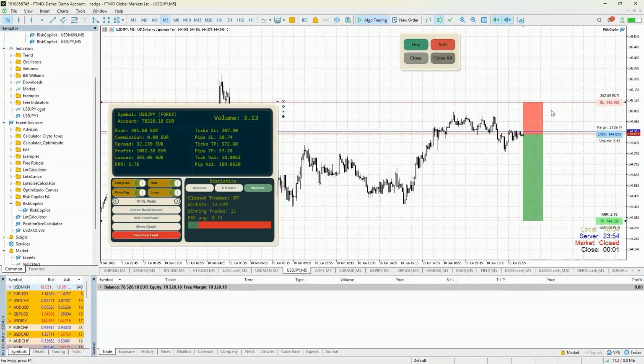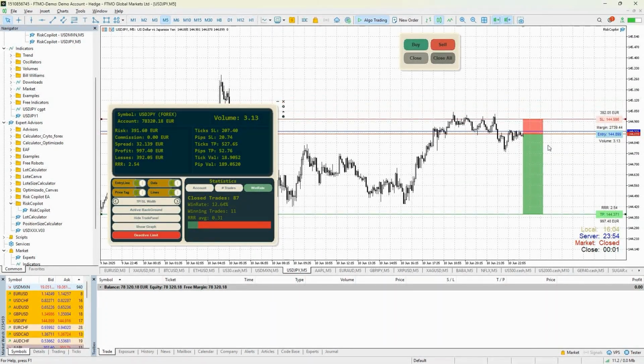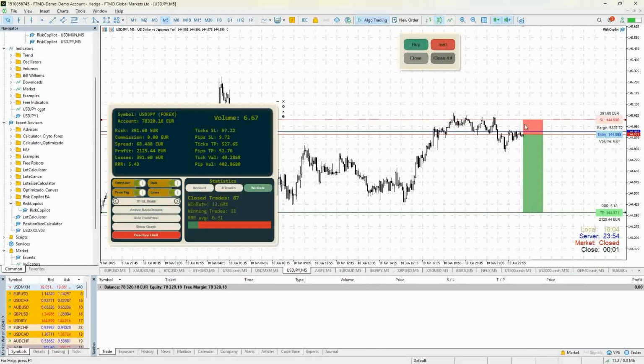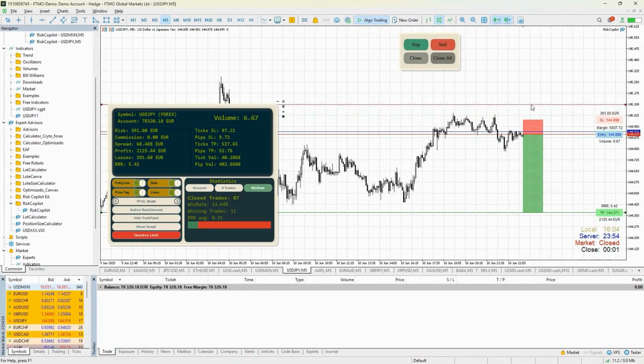So obviously the volume changes not because I changed the take profit, but because I changed the stop loss. From 313, it goes to 667 because I went almost to half the pips. So you already know how to move between sell, buy, and scout mode, right?